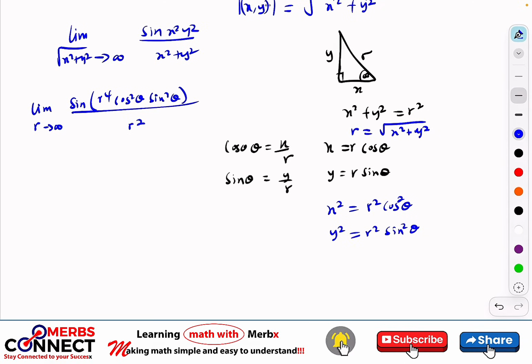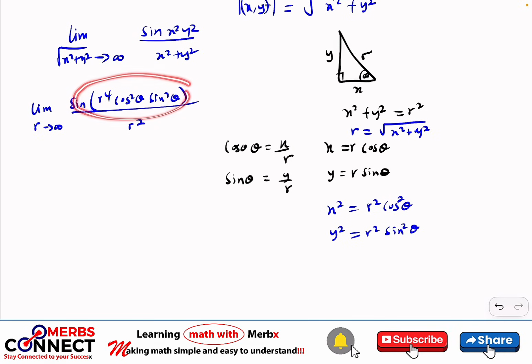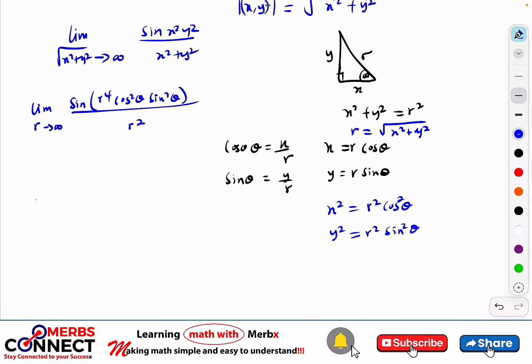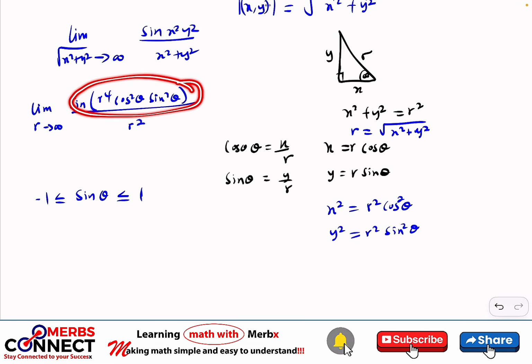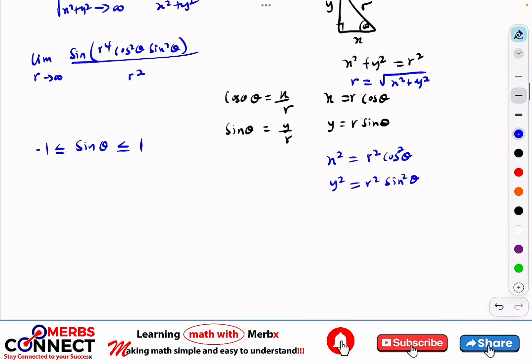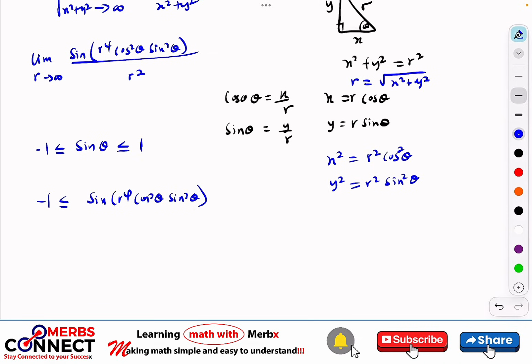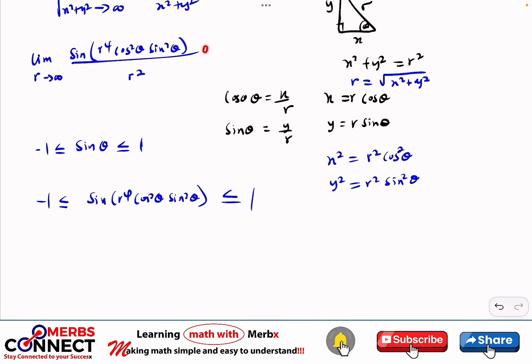Why? Because we have sine here. So we know that sine is bounded by 1 and minus 1. So it means that what I have here is going to be bounded by minus 1 and 1. Sine squared theta, right? No matter the angle, is going to be bounded by that. Now I want to form what is here. Now this is divided by r squared.